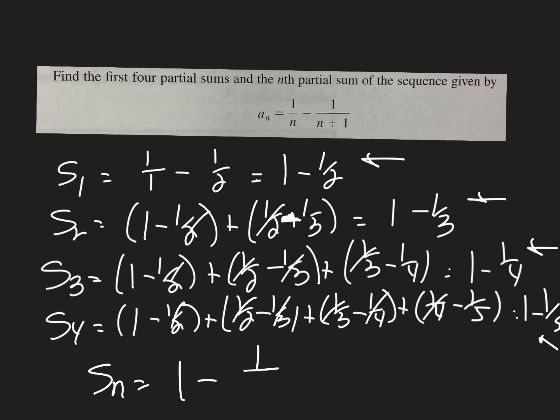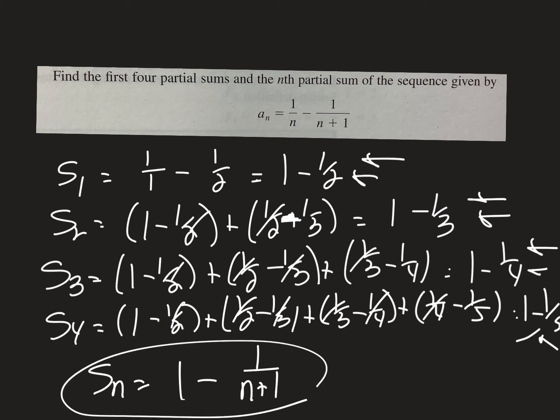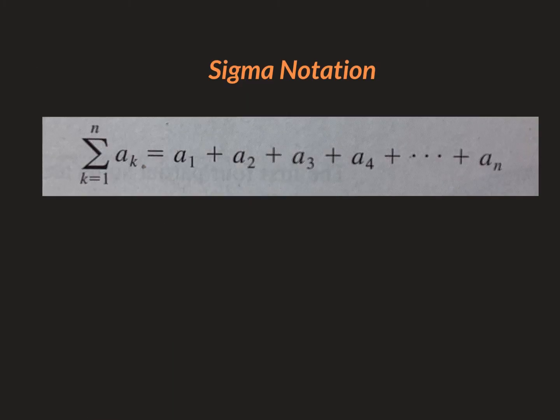1 over whatever n is plus 1. Okay, the first term, the n is 1. 1 plus 1 is 2. Second term, 2 plus 1 is 3. Third term, 3 plus 1 is 4. Fourth term, 4. It just keeps on going and going. That's pretty awesome.